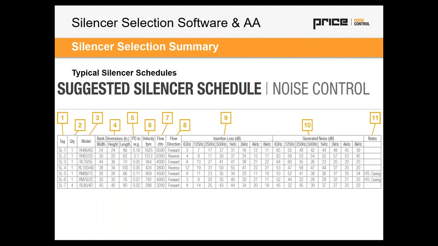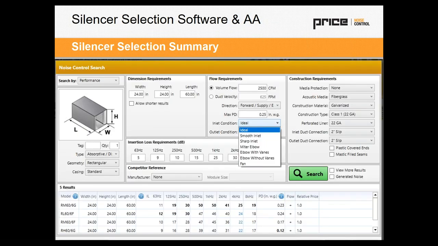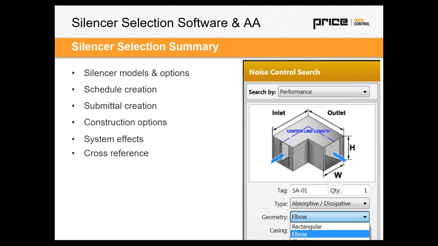We at Price like to be very transparent. We're going to give you a model. We're going to give you width by height. We're going to give you pressure drop and every piece of information you need. And here's a screenshot of the competitor's cross-reference for your information in case you want to go back and remember how to do that. You can add system effects. You could do elbows.